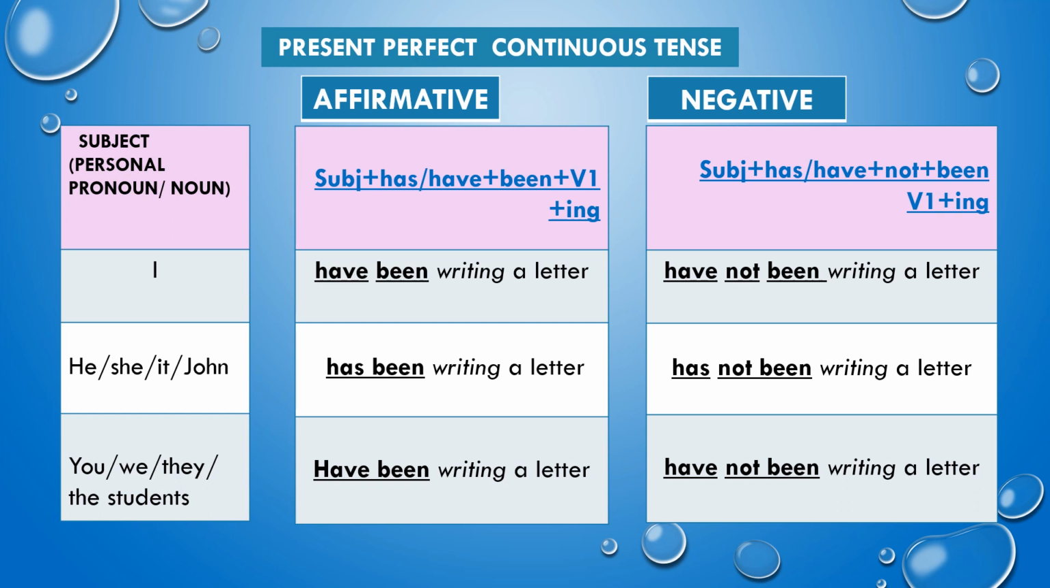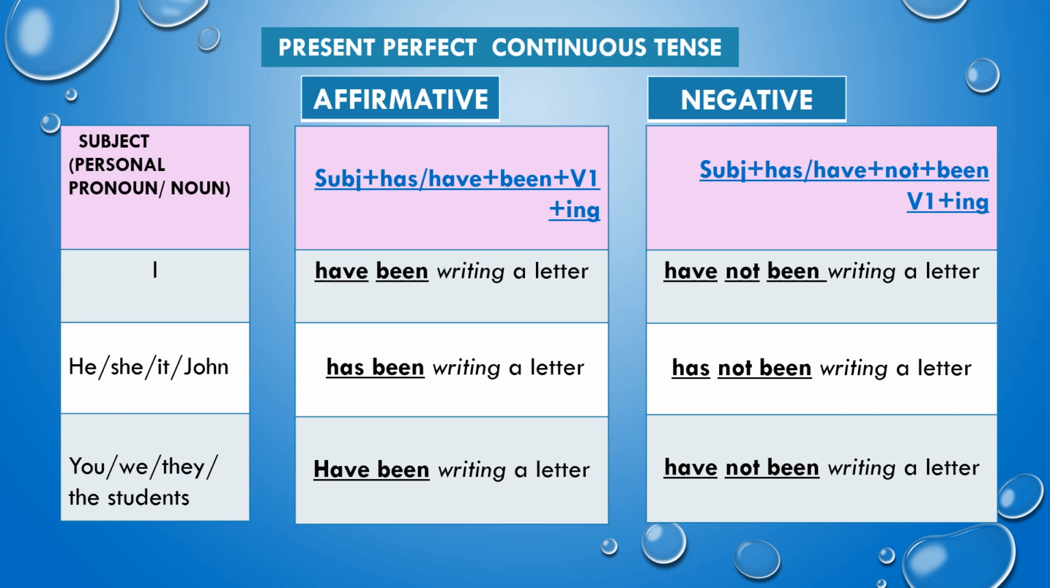Now, if we look at the negative form, the formula is subject plus has or have plus not plus been plus verb 1 plus ing. If we look closely, we shall see the difference because in between has or have and been, the word not, which is a sign of negative in a sentence, is placed there. So if we cross-look at the subject column and the negative column, we see that the use of have or has plus not plus been is clearly written.